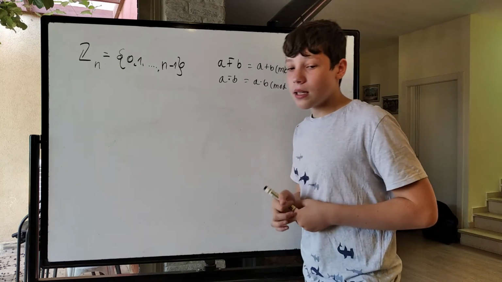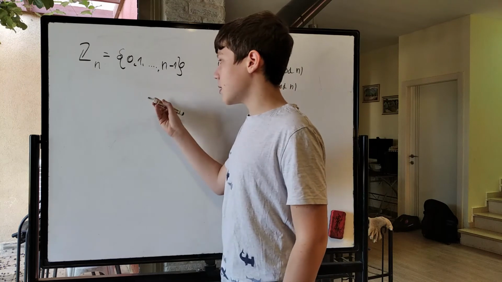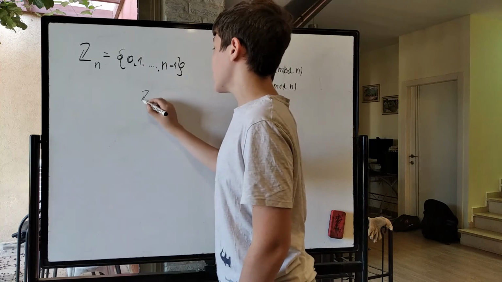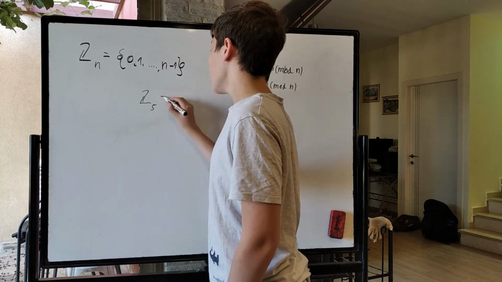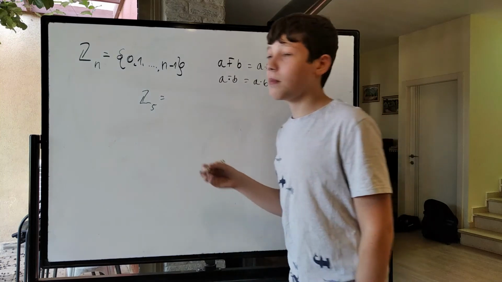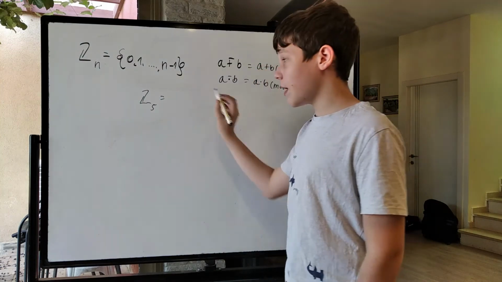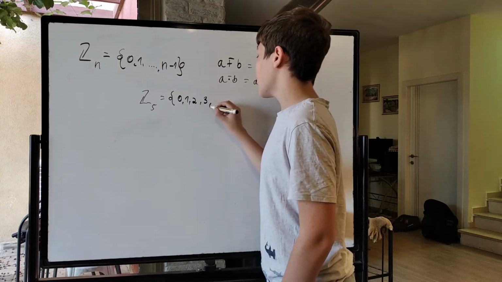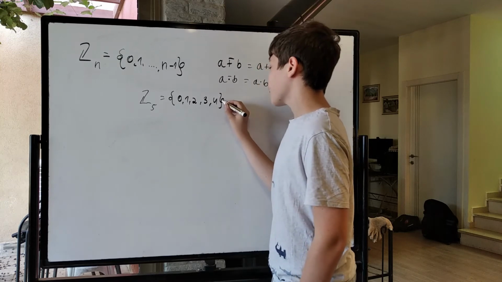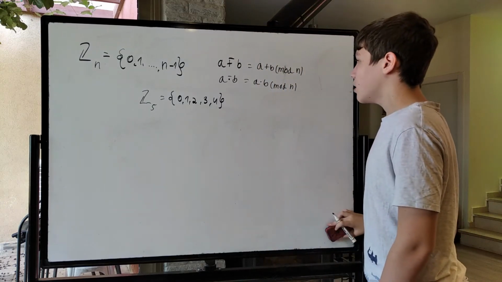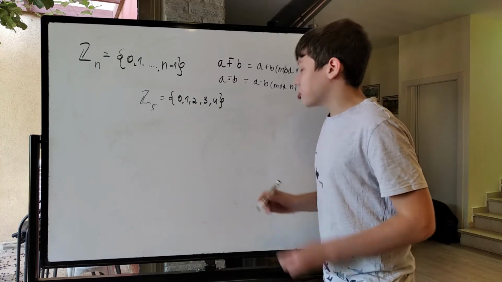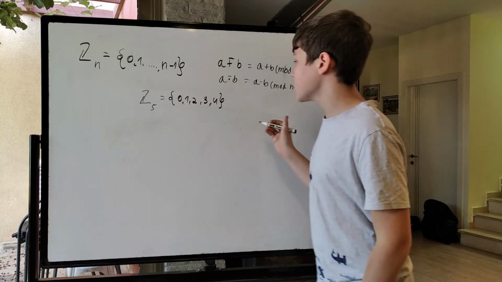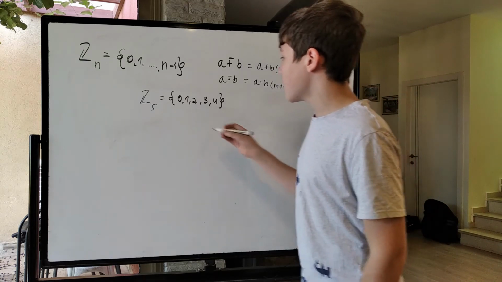But still though, let's look at 2 examples of this type of Z. So let's look at Z5, and by what I said, 5 is prime, so yes, Z5 is a field. And this is 0, 1, 2, 3, 4. What we want to do is find, let's do a couple of examples.